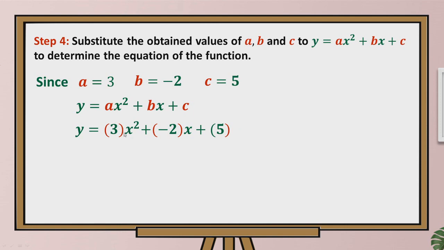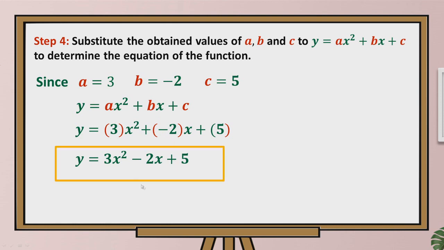And to simplify this, we are going to remove the grouping symbol. So our equation will be y equals 3x squared, and this will become negative, so we have negative 2x plus 5. And this is now our quadratic function that is represented by the table of values given earlier.